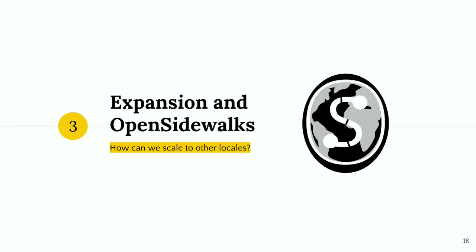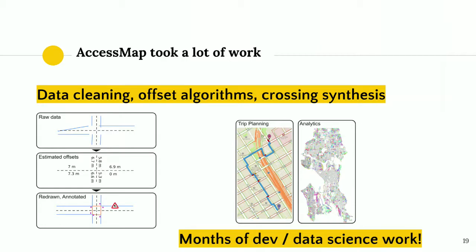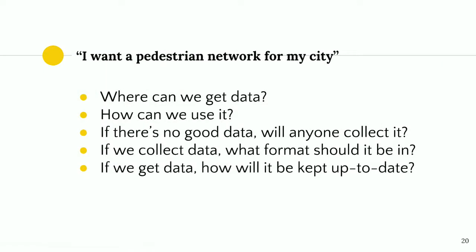One of the challenges we run into is expansion in Open Sidewalks. How can we scale? Building an Access Map just for Seattle, okay, cool. It takes a lot of work, tons of data cleaning, all these offset algorithms. We use machine learning to fix a lot of this data. It takes a lot of work, and that's just for one city. How can we scale this up?